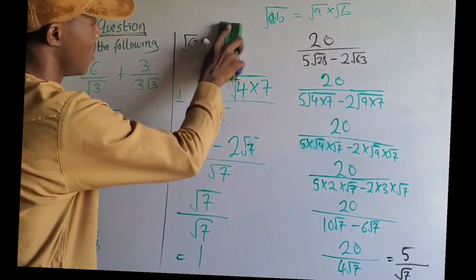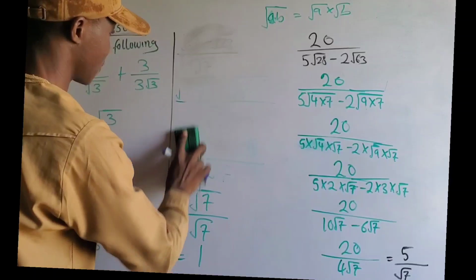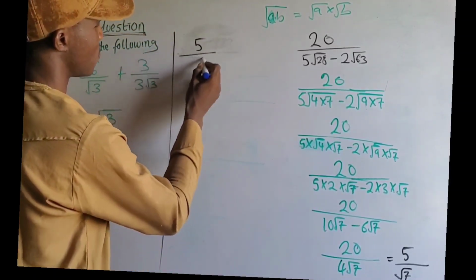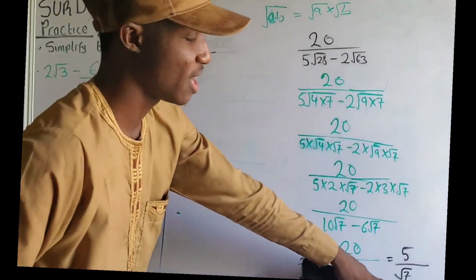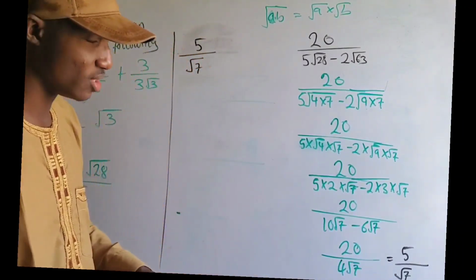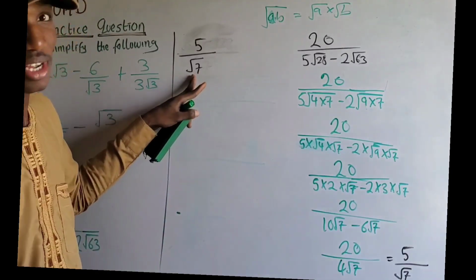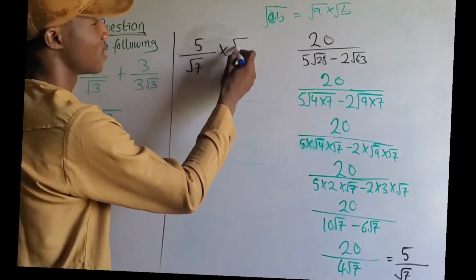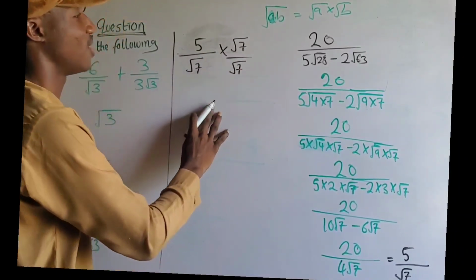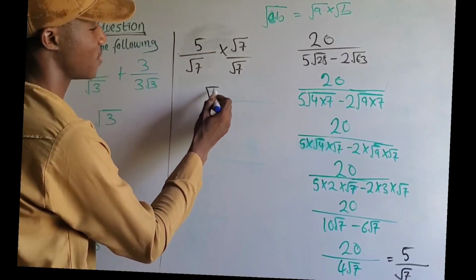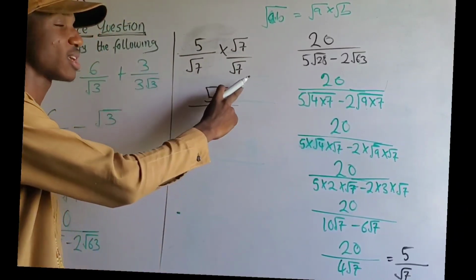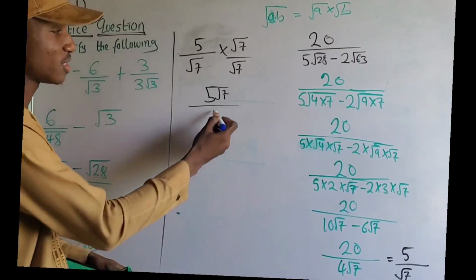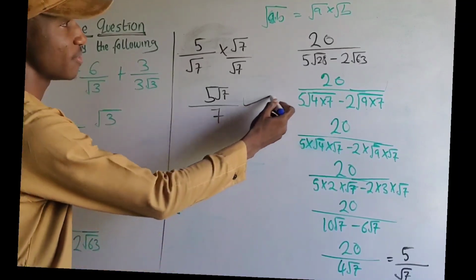So for this, let me just erase this. We have 5 over root 7. To rationalize this surd, I have to multiply both the numerator and the denominator by the irrational part that I have at the denominator, and that is root 7. So I'm going to multiply by root 7 over root 7. 5 times root 7 will give me 5 root 7. Then root 7 times root 7 will give me the square root of 49. The square root of 49 is 7. So this is 5 root 7 over 7. This is the simplified version of this.